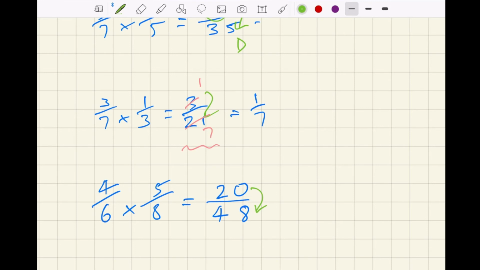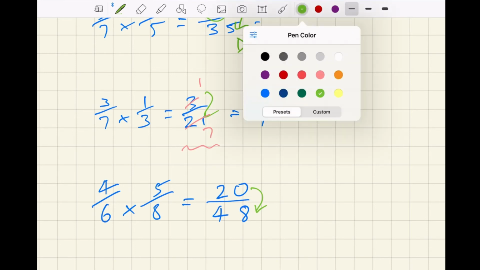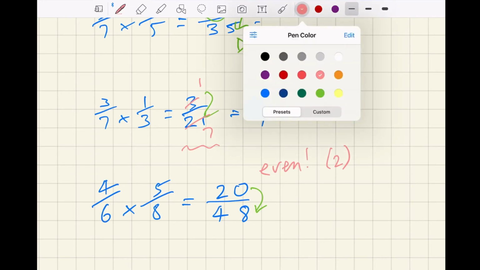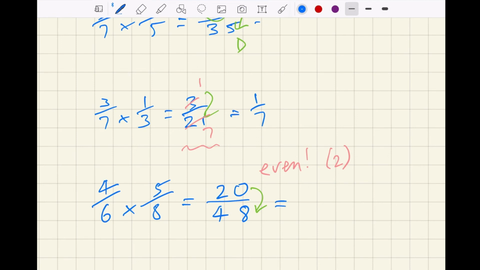Okay, so a couple of different directions you can go here. First, you might say, well, they're both even, so they both have 2 as a factor. And you could start going down that track and you'd be fine. Okay, let's do it.